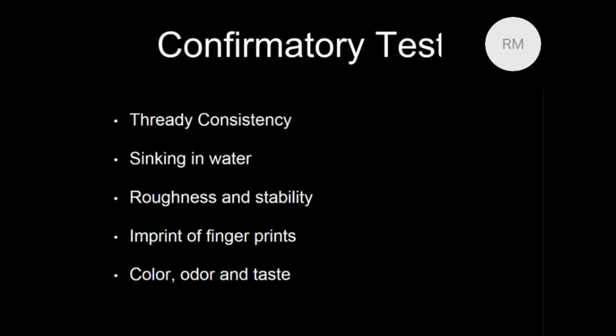So this is called thready consistency, and it will sink in water without dissolving. So if it is not cooked properly, and when we put it into the water, what will happen is it will just mix with water. But when it has been properly cooked, it will just go to the bottom without dissolving in the water. And it will go by forming a thread-like shape. And then it will be having a certain roughness and stability.